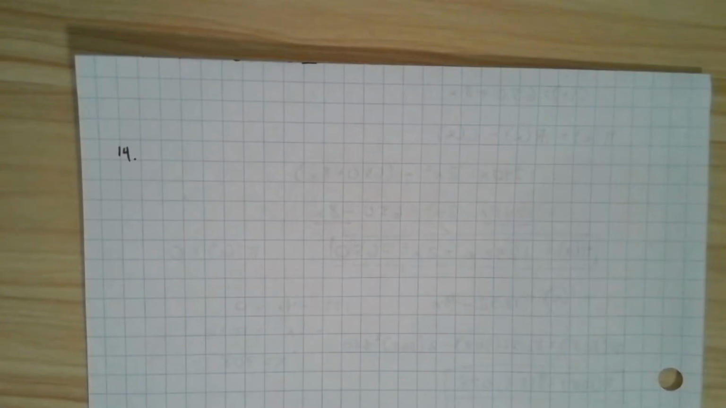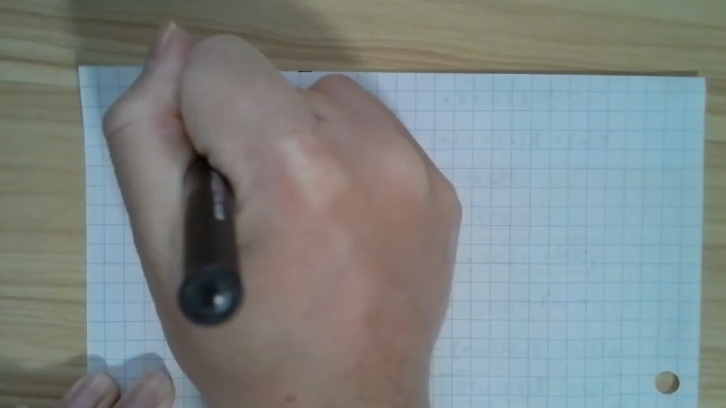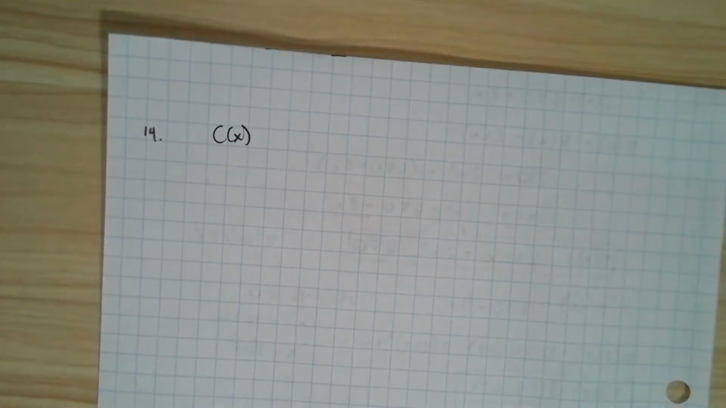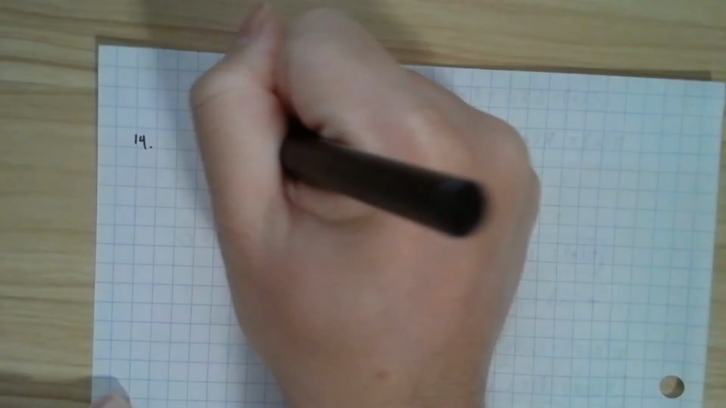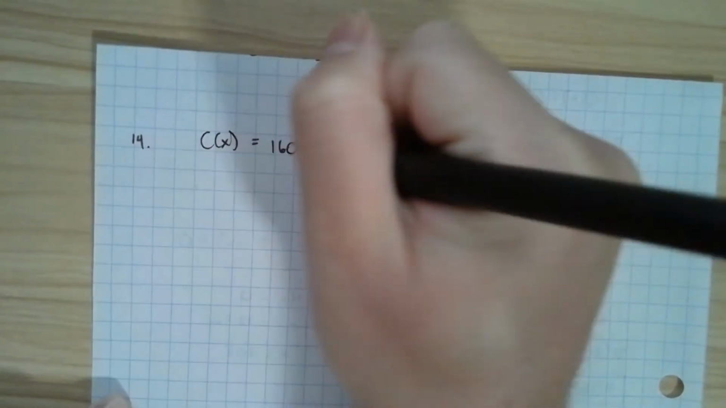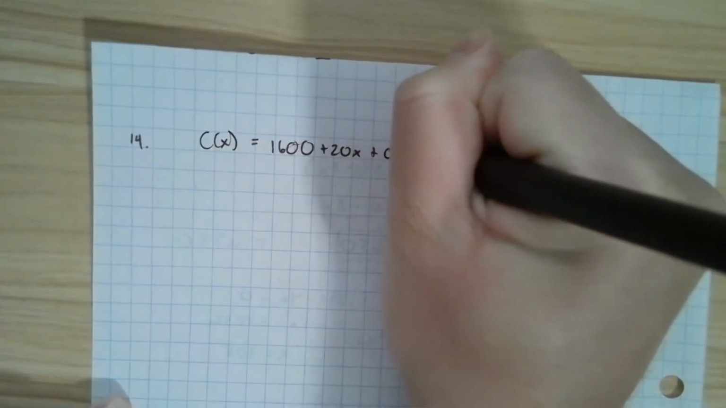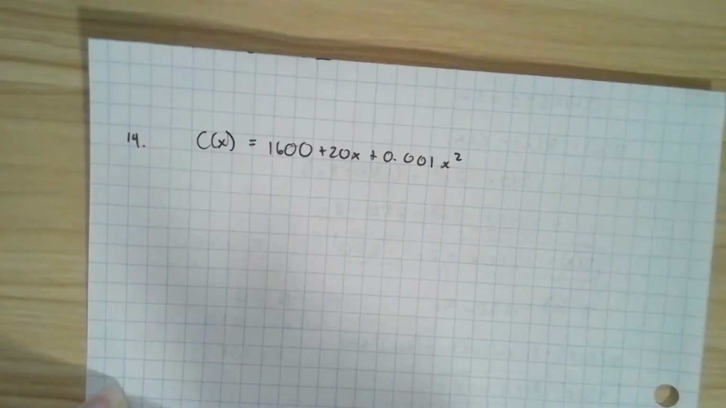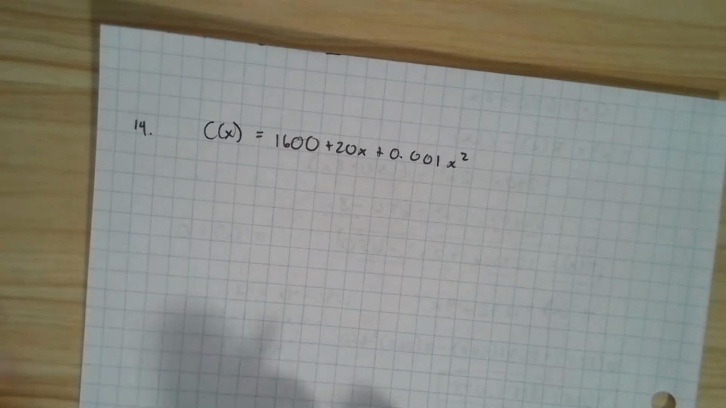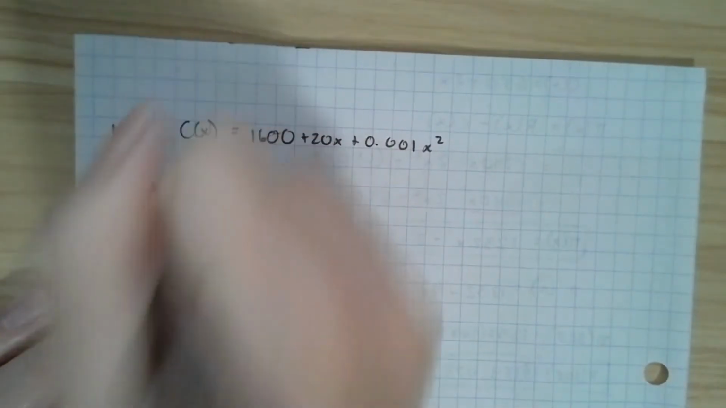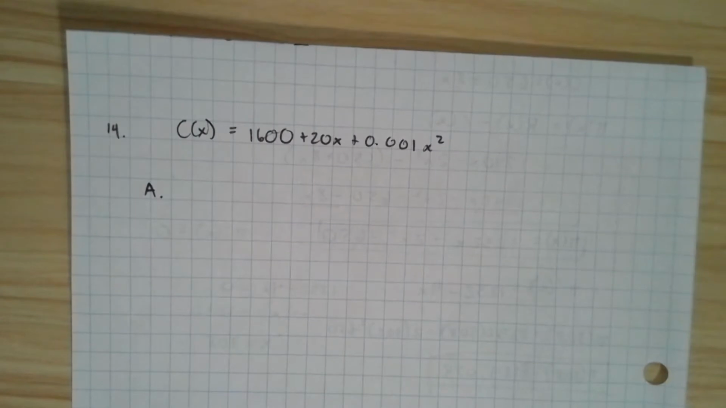So please have that open in a different tab so that you can follow along as I read through the problem. Number 14 says, a voice activated monitor can be produced at a cost of, and then you have the cost function given to you. So C of X is equal to 1600 plus 20x plus 0.001x squared.